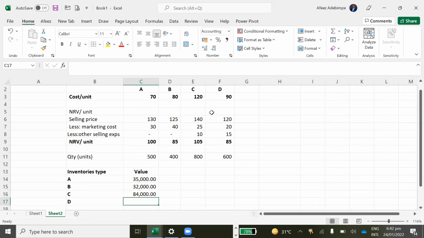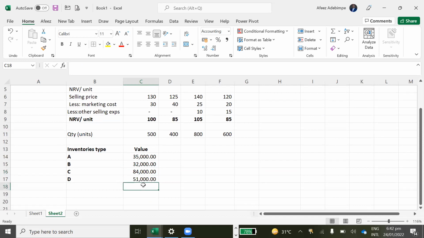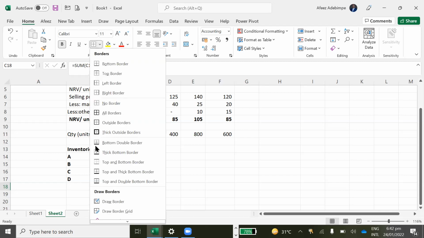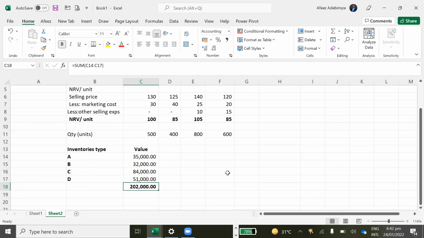And lastly, the cost per unit is 90. The NRV per unit is 85. Which one is lower? 85. To get the value, 85 times quantity. The value of inventory to be reported in the statement of financial position is 202,000.